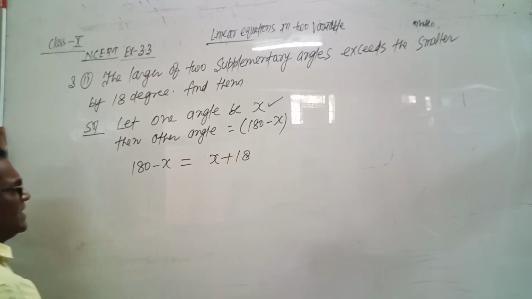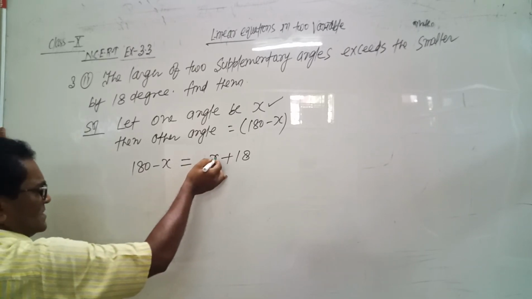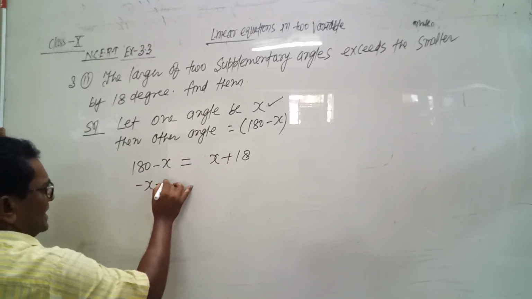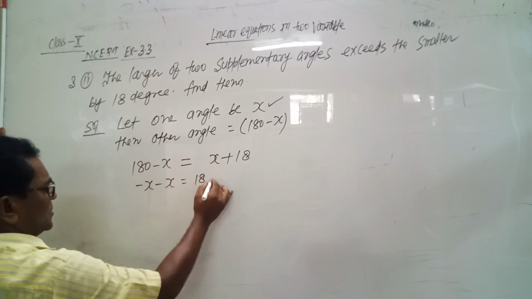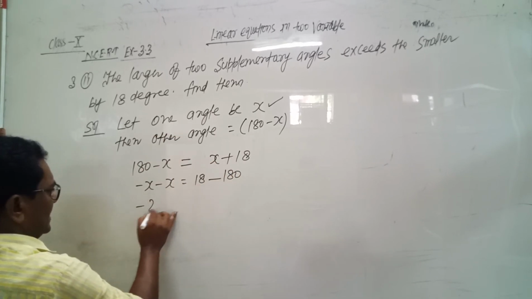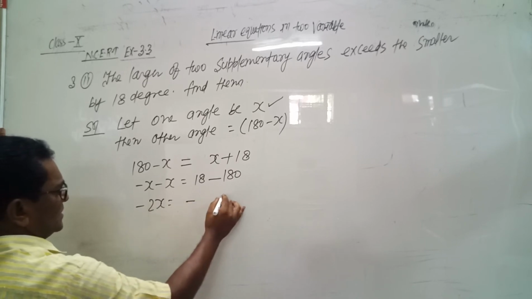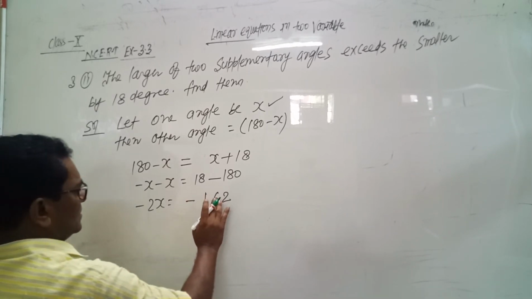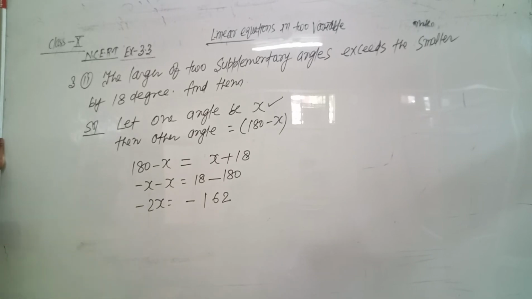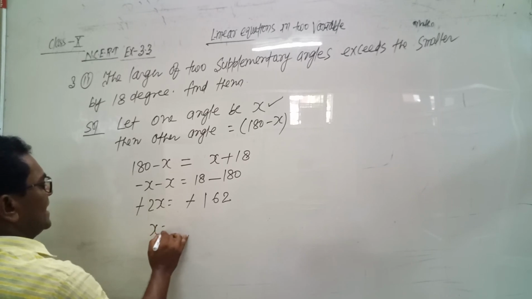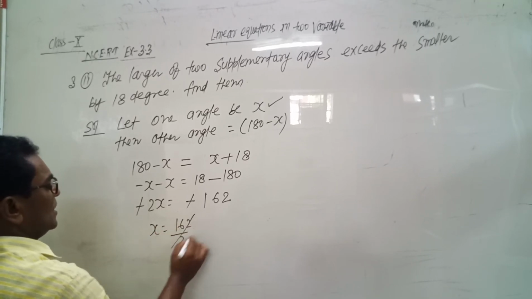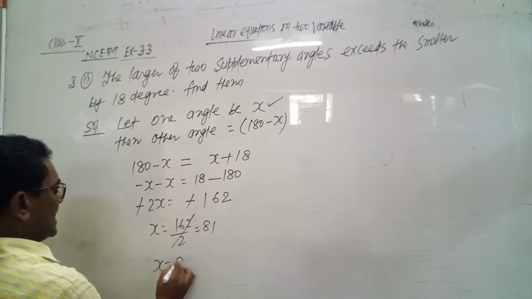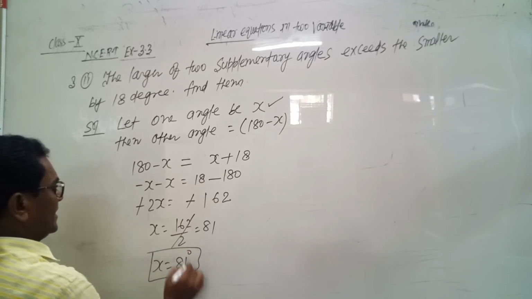So x plus 18 equals 180 minus x. Now this x will come on the left side, and this goes on the right side, becomes minus 18. So 2x equals 162. So x equals 162 by 2, we get 81. So one angle comes to be 81 degree.